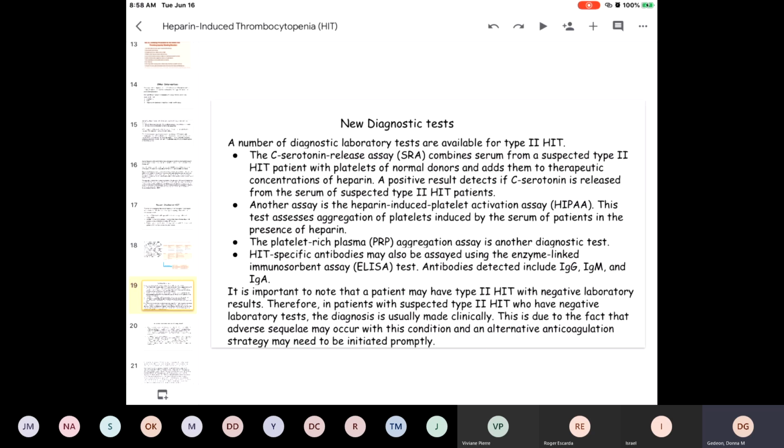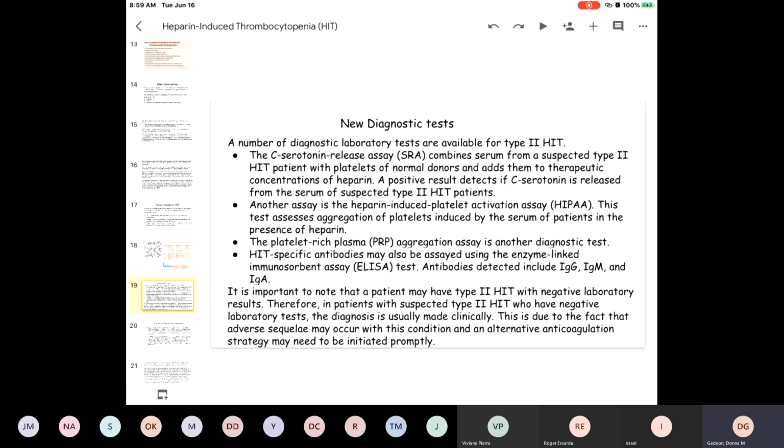One of them is the serotonin release assay, which combines serum from a suspected type 2 HIT patient with platelets of a normal donor and adds them to a therapeutic concentration of heparin. And if it's a positive result, it would have the serotonin release from the serum suspected from the patient.